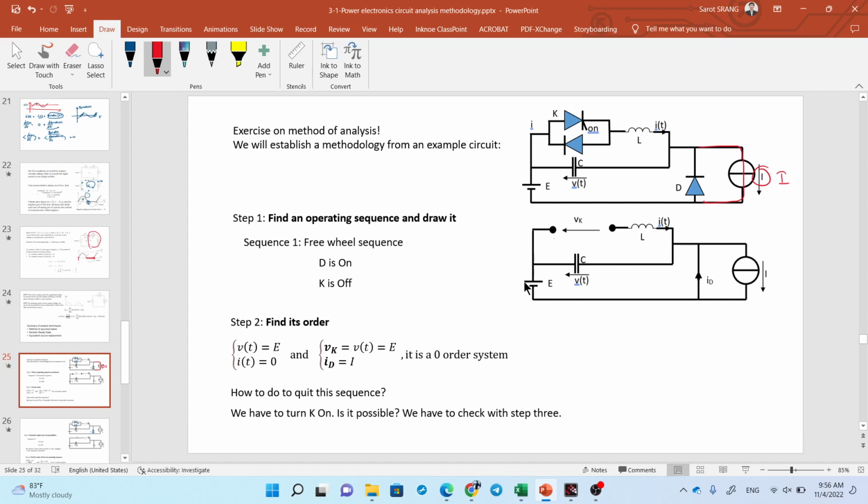Okay, so let's take a look at the voltage on the capacitor first. When this one is on, there's no voltage drop in here, so the voltage at the capacitor is the same as the voltage of the battery. So V equals E, right? It's just parallel. And VK is also the same as V because it's just parallel. How about the current I on the inductor? Because here is an open circuit, I is 0. So it's easy to derive the equation for this case.